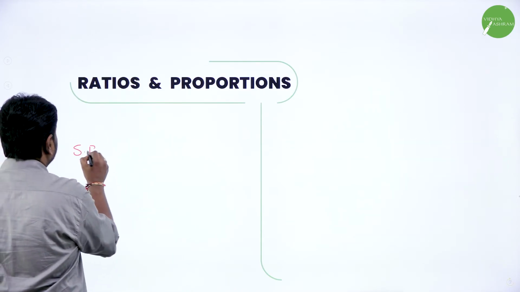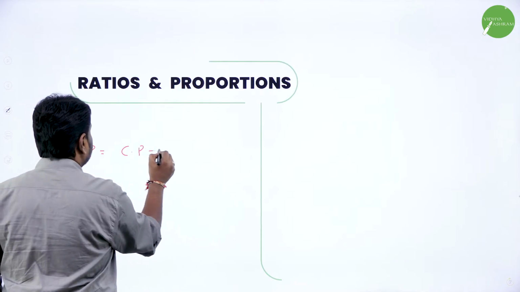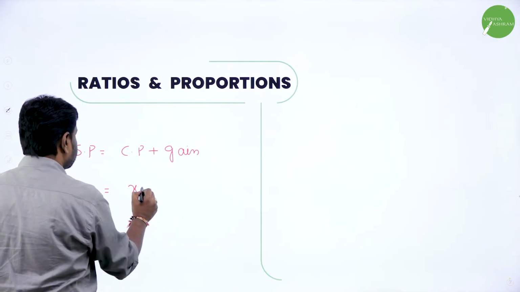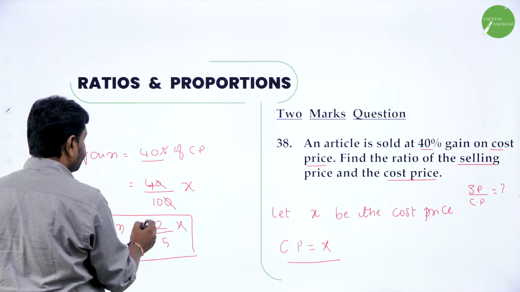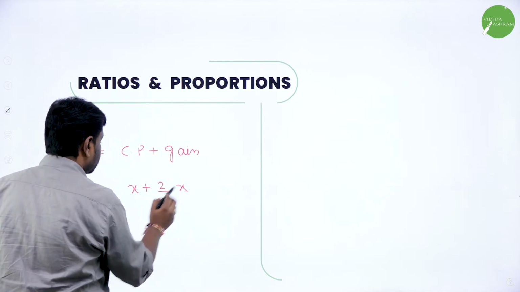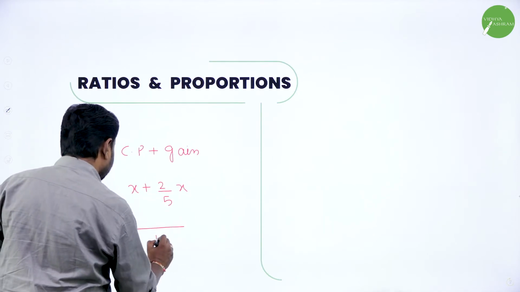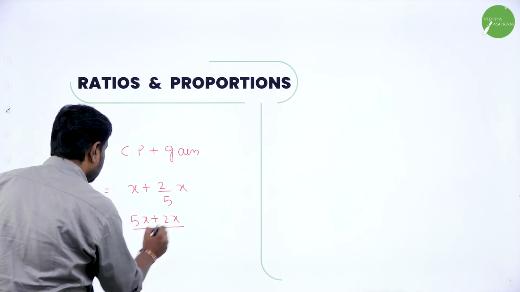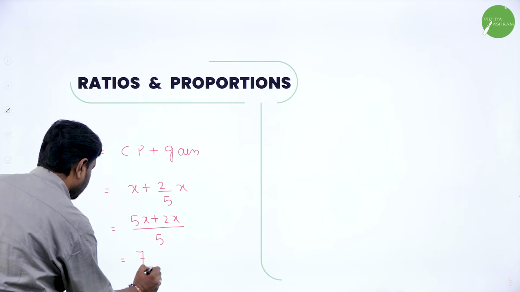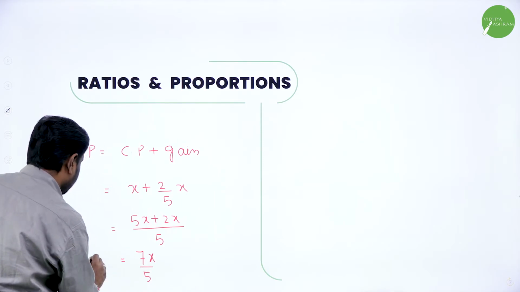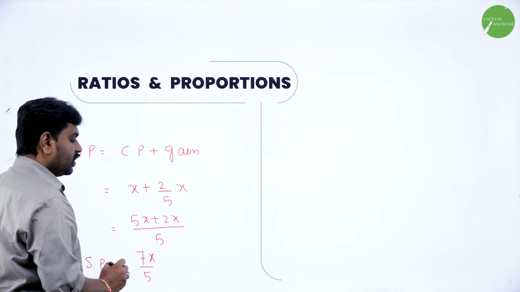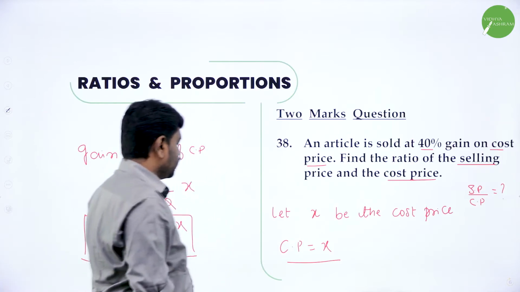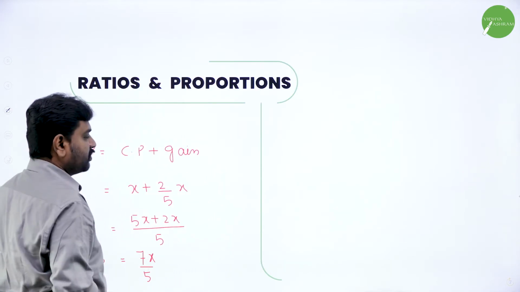Selling price is equal to cost price plus gain. What is the cost price? X. And what is the gain? Gain is 2 by 5 x. So if I simplify, 5 is the LCM. 5 into x is 5x plus 2 into x is 2x. 5x plus 2x is 7 by 5 x. This is the value of selling price. So now you got cost price is x, and selling price is 7 by 5 x.